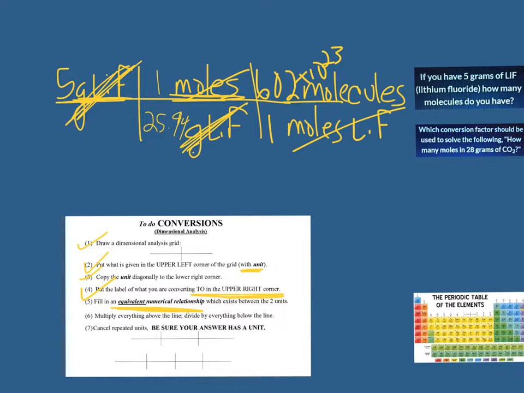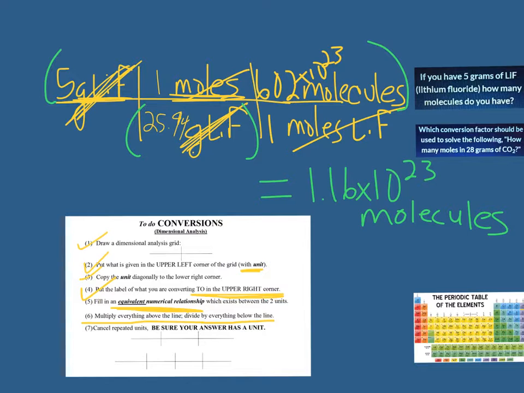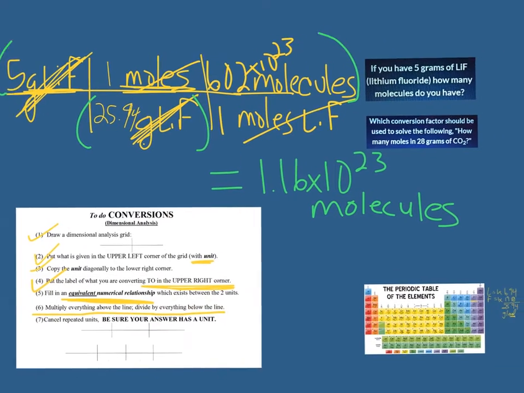Now, multiply everything above the line and divide by everything below the line. So in my calculator, I'm going to put 5. You don't have to put times 1, but you can put 5 times 6.02 times 10 to the 23rd. I would put those in parentheses and then divide by 25.94. And you really don't have to do it times 1 because it's the same thing. And then, once you've done that, you should get 1.16 times 10 to the 23rd molecules.